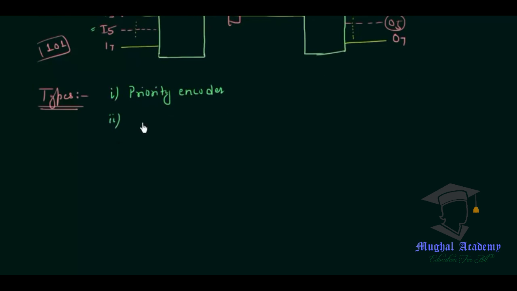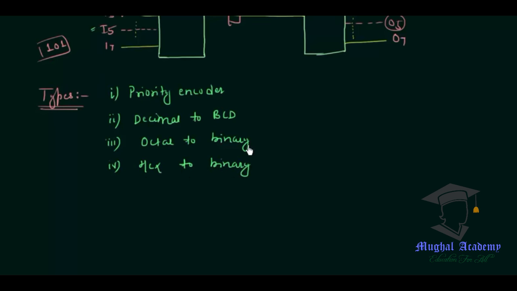The second type of encoder is your decimal to BCD encoder. The third type is your octal to binary encoder, and the fourth and last encoder that we have to see is your hexadecimal to binary encoder. So this is all for this presentation, a small introduction about the encoders. From the next presentation we will discuss the encoders and decoders in brief.